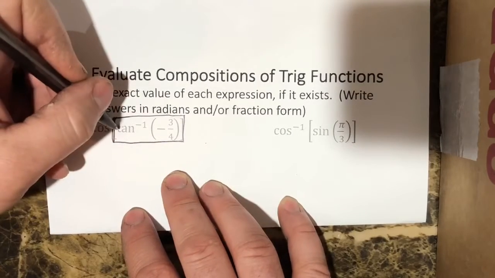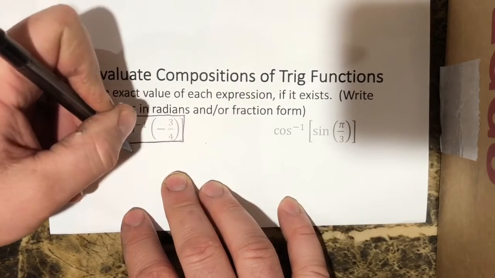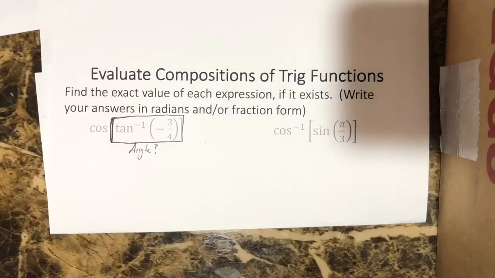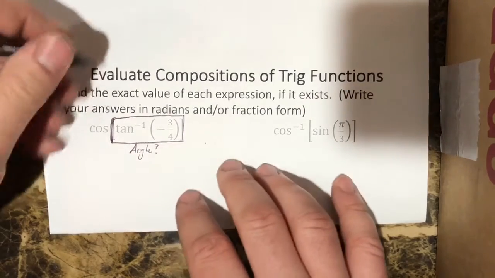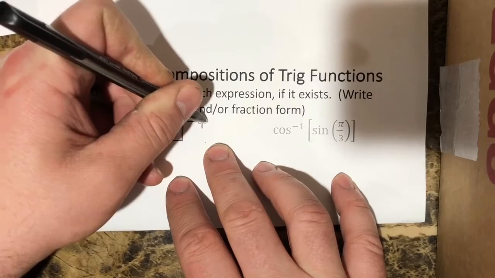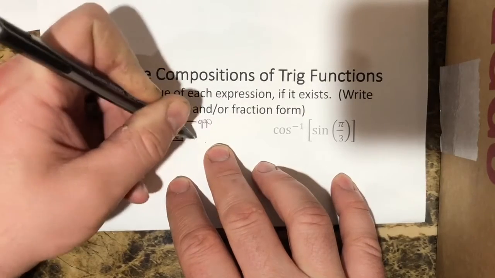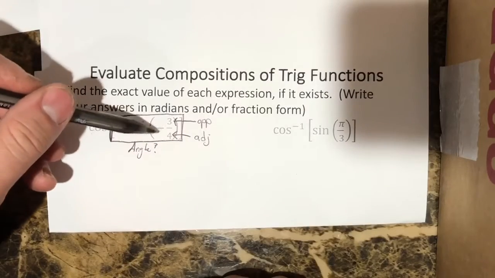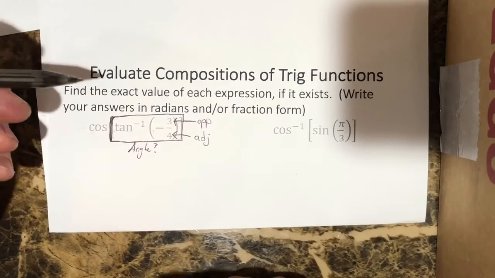Okay, so inverse tan means we are looking for an angle. In other words, we're trying to figure out an angle of a triangle. That's essentially what inverse tan means. We also know that the 3 is going to be the opposite side of our triangle, and the 4 is going to be the adjacent side. But we have to figure out where the negative goes. Does it go opposite? Does it go adjacent? Where's it going to be?